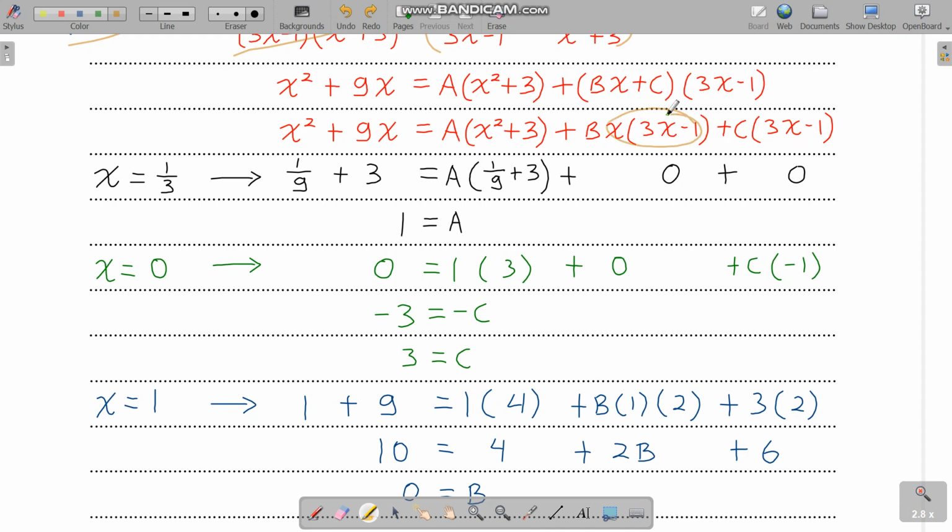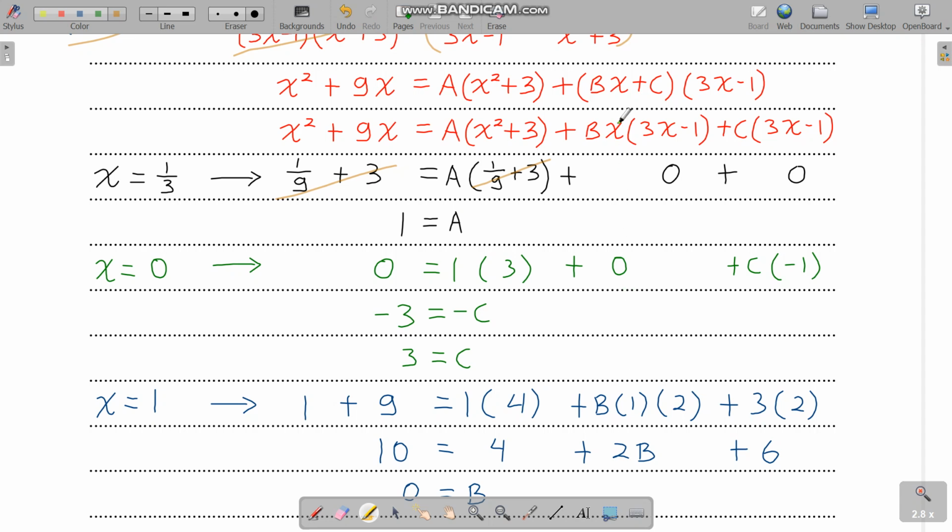From this term, when we plug in 1/3, we're going to get 0, so we don't care about the b. Same thing here, we plug in 1/3, we get 0. So now we can find the value of a. Simply cancel out, so we get a equals 1.